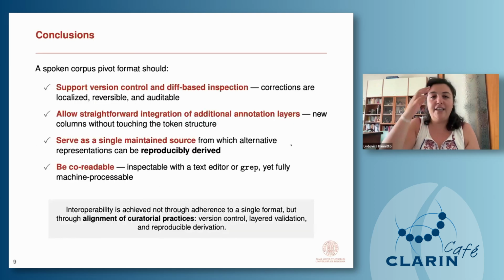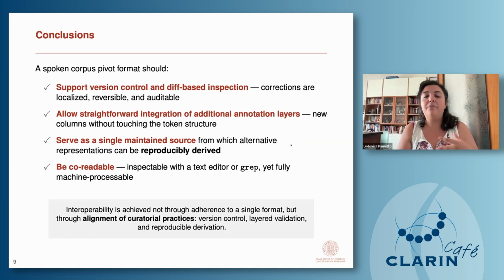So to wrap up, of course, this was just a very, very brief introduction, but our take-home message, and what we learned from our experience, and we think it's important to bring to this cafe, is that spoken resources especially need formats that enable version control and diff-based inspection, that allow to add as many layers of annotation as possible, and that can be co-readable by both humans and machines.